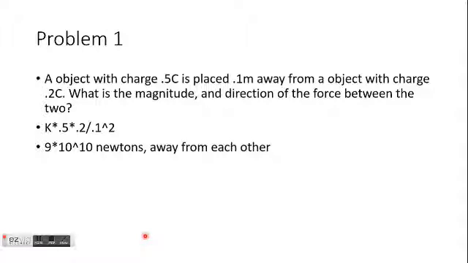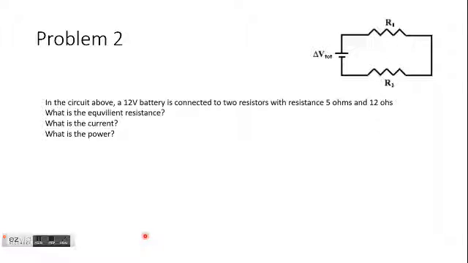Okay, problem 2. So this is our first circuit. In the circuit above, a 12-volt battery is connected to 2 resistors with a resistance 5 ohms and 12 ohms. What is the equivalent resistance? What is the current? What is the power?